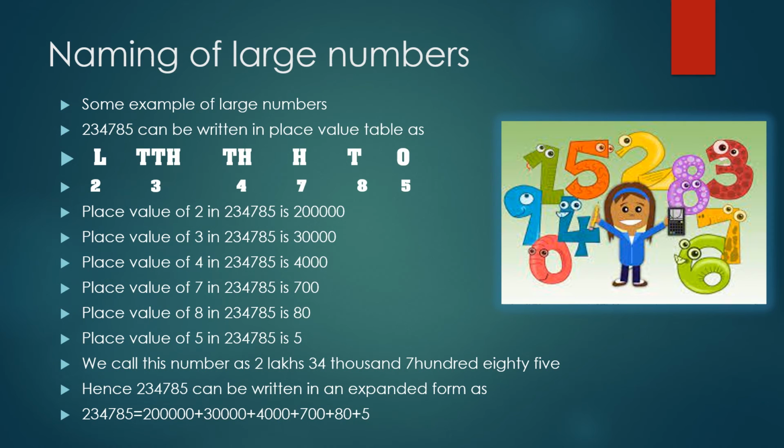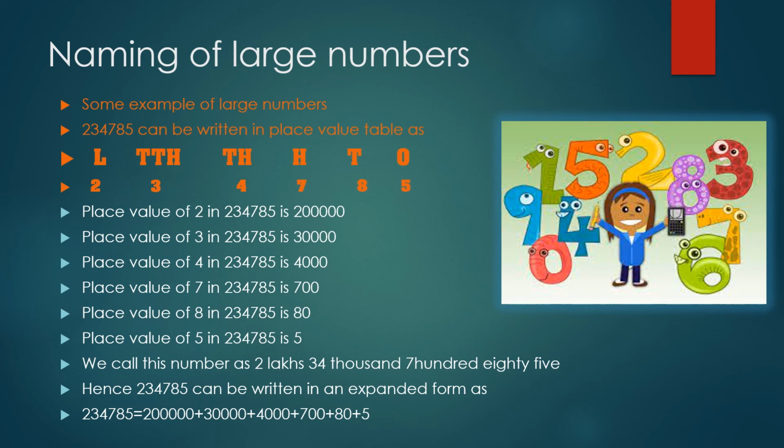Similarly, we take another example to understand this concept clearly. Now we take the number 234785. To know its name, we place it in a place value table. In the place value table, we come to know that here we have 5 ones, 8 tens, 7 hundreds, 4 thousands, 3 ten thousands and 2 lakhs.